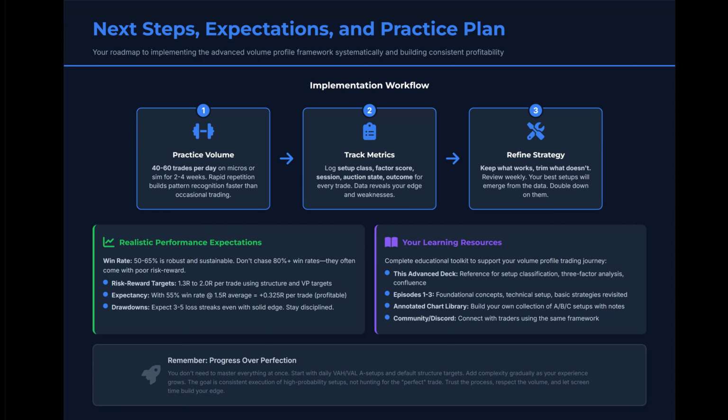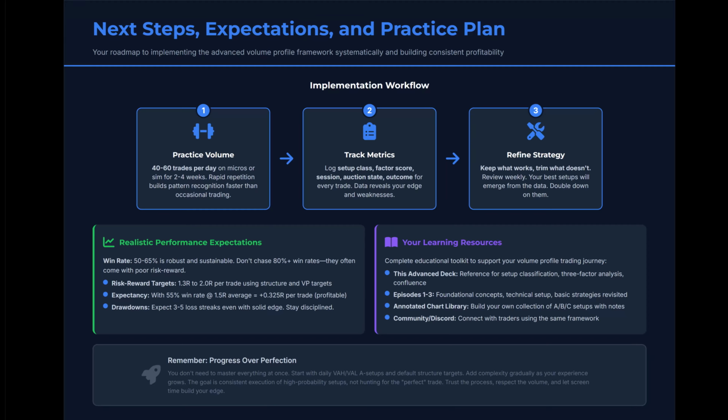Final reminder: remember, progress over perfection. You don't need to master everything at once. Start with daily VAH and VAL A setups. Use default structure targets. Trade during New York regular hours. That's it. Don't add POC, don't add overnight levels, don't add confluence stacking. Just master the basics first. Once you've logged 100 trades with daily VAH and VAL A setups and you're consistently profitable, then add complexity. Add POC, add overnight levels, add confluence stacking. Gradually layer in the advanced concepts as your experience grows.